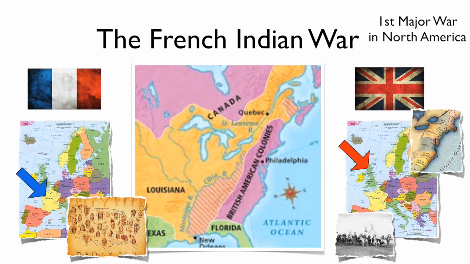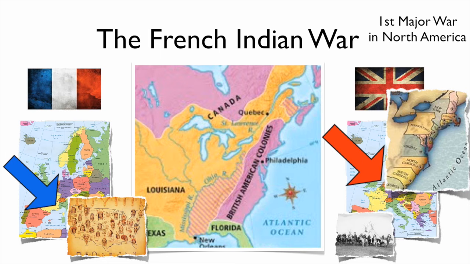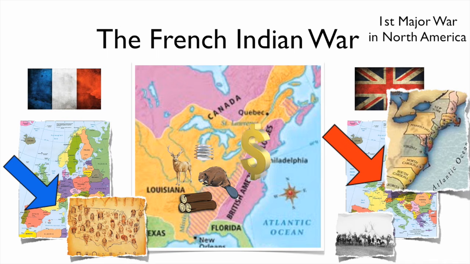So let's talk about why this war happened in the first place. In our simulation, you colonists were blamed for starting the war with France because you angered the natives. In reality, it was the rivalry between France and Britain, fighting for control of the resources available in the New World, specifically the Ohio River Valley. You were just being blamed to justify taxes.